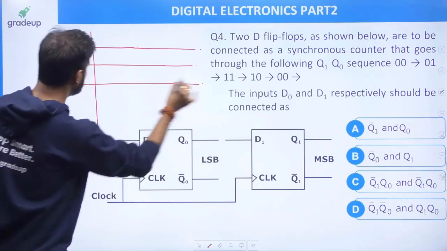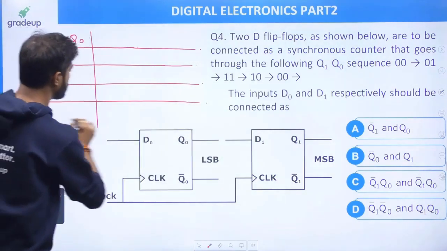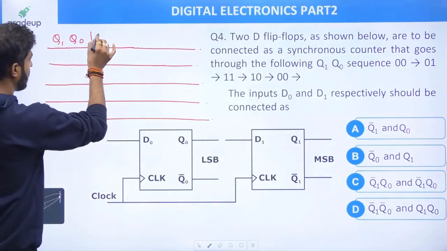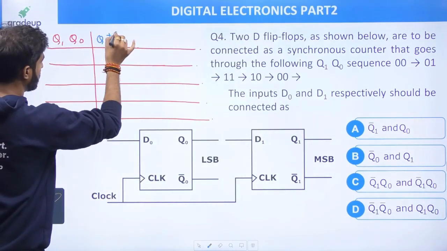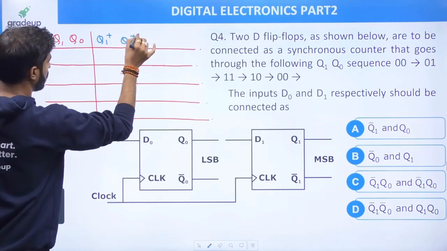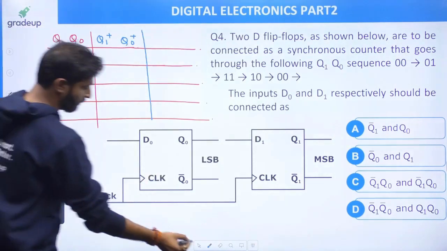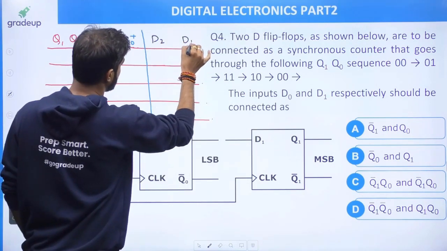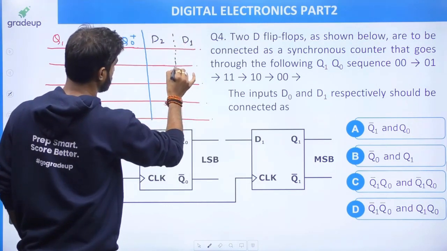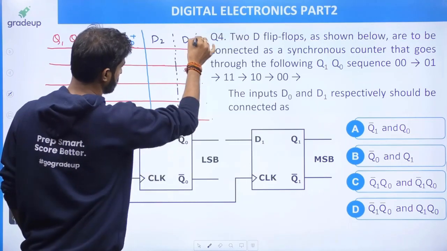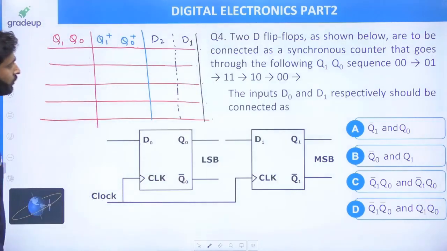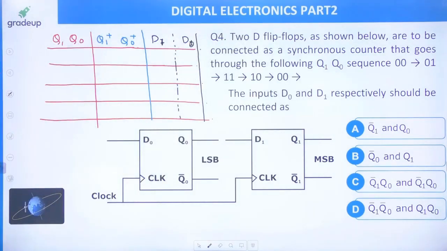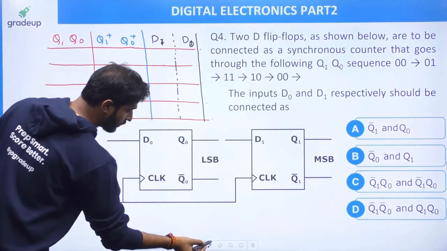How to solve this question? Very easy question actually, right? You all are aware about this. Q1, I am writing Q1 plus, that is the next state, Q0 plus. And after that, excitation we require, so I am writing D2. D2 and D1. Oh, sorry, D1 and D0. Right? So, my dear friend, first I am writing the state.